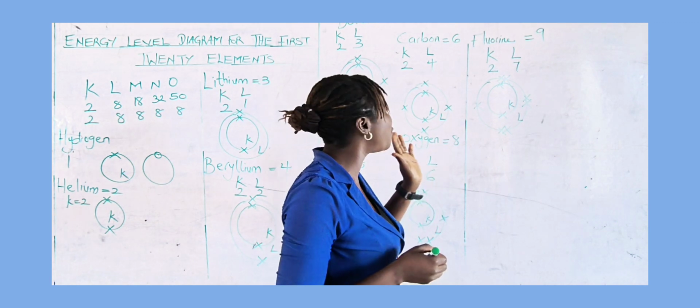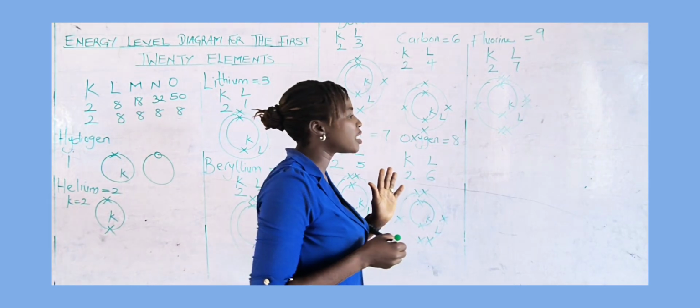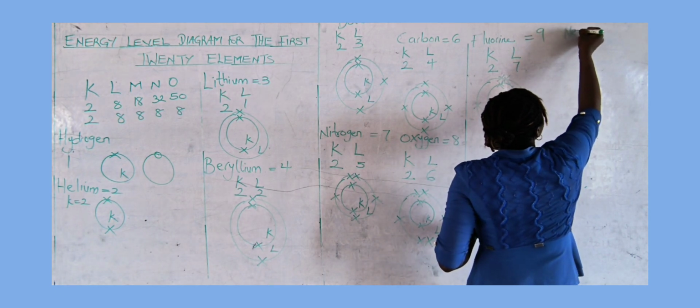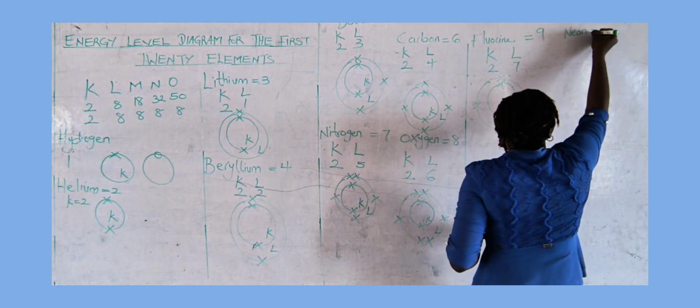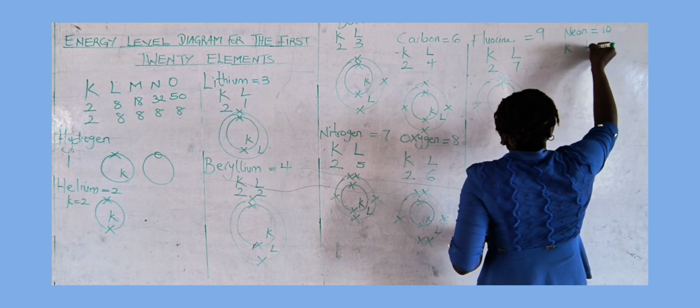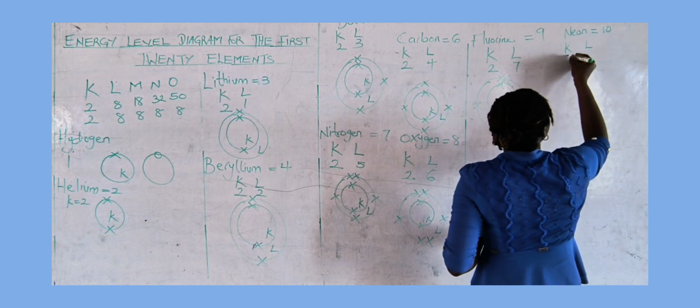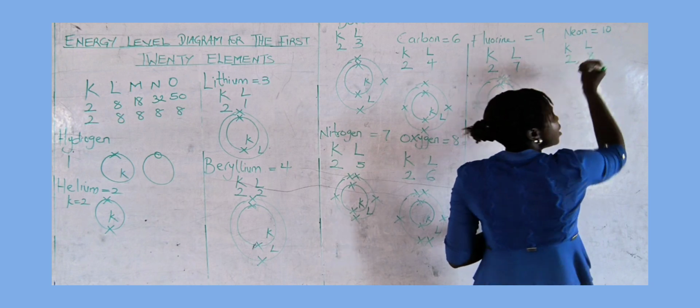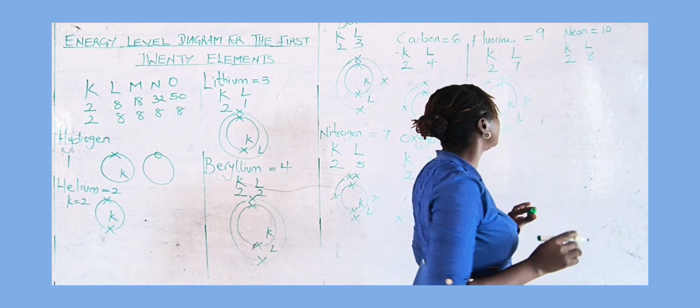The next one, after fluorine, is known as what? Neon, the 10th element is neon. Neon has the atomic number of 10. So that is our K and L. On K, we're going to have our 2. On L, it will be 8. I hope I'm communicating. So it will be 8.